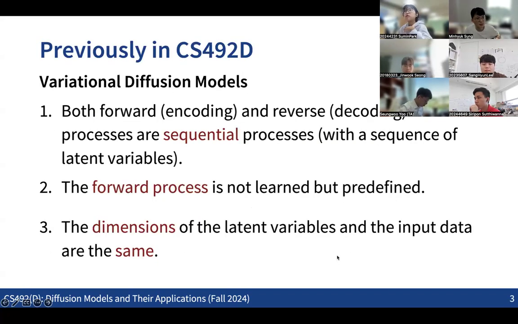Last week we started to discuss the basic ideas about the diffusion models, which have some key characteristics. The first one is that we are defining both the forward and the reverse processes as sequential processes. Also, the forward process is not learned, but is a predefined procedure, right? And we also match the dimension of the latent variables and the input data.